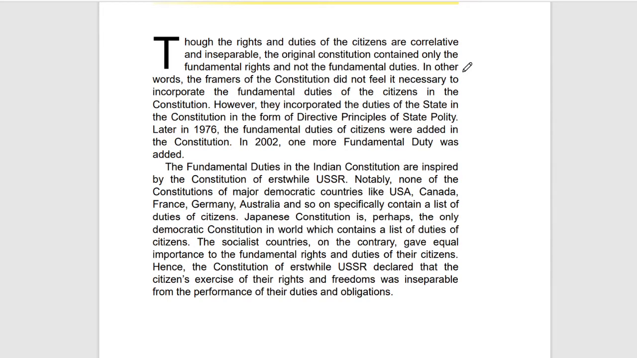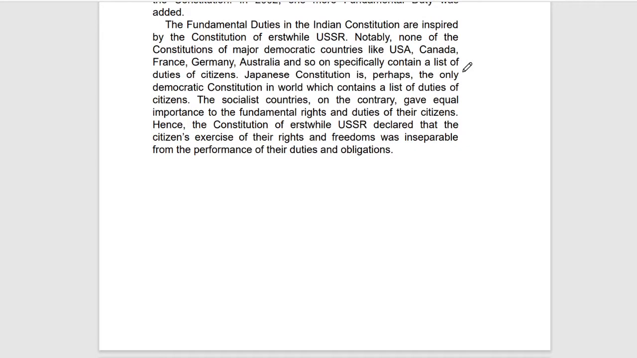The fundamental duties in the Indian constitution are inspired by the Constitution of erstwhile USSR. Notably, none of the constitutions of major democratic countries like USA, Canada, France, Germany, Australia, and so on specifically contain a list of duties of citizens. Japanese constitution is perhaps the only democratic constitution in the world which contains a list of duties of citizens. The socialist countries, on the contrary, give equal importance to fundamental rights and duties of their citizens. Hence, the Constitution of erstwhile USSR declared that citizens' exercise of their rights and freedoms was inseparable from the performance of their duties and obligations.